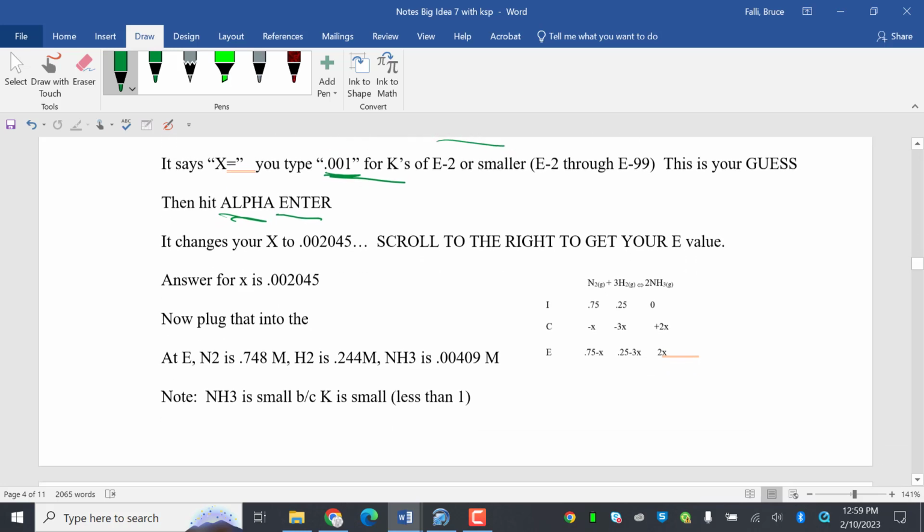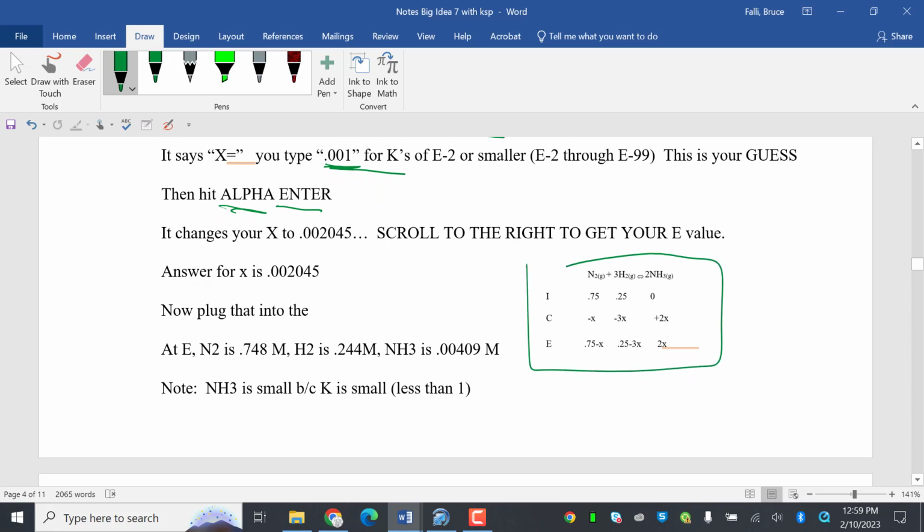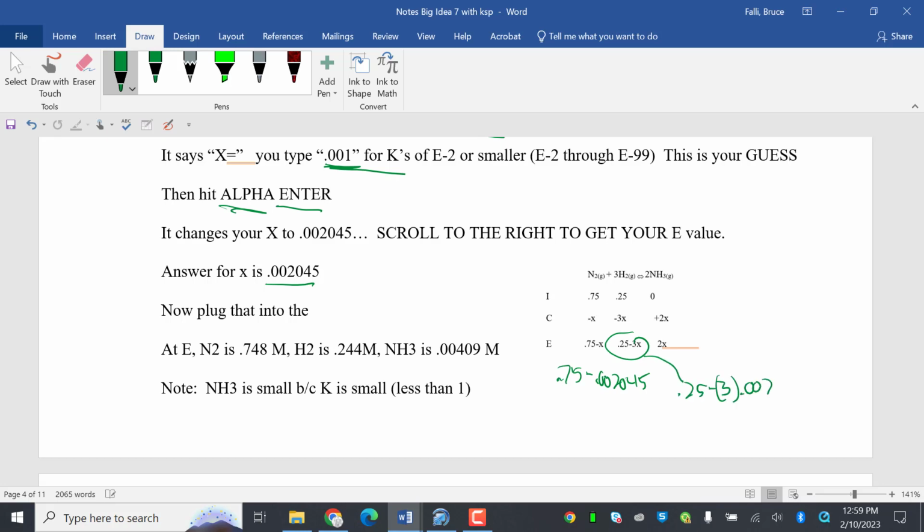So that is x. Now plug that into this equation. Okay, at the equilibrium line, right? So if I have 0.75 minus 0.02045, 0.25 minus 3 times that, and then this one is going to be 2 times 0.02045. It is not uncommon for some of these to not matter. So see how I'm subtracting that number off? It barely matters, right? I get 0.074.